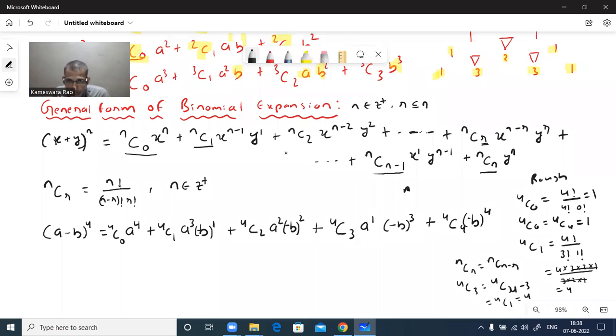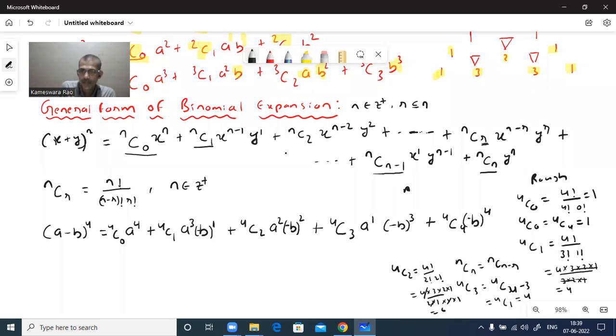Now 4C2: 4 factorial by (n minus r) factorial, that is 2 factorial, by r factorial, which is 2 factorial. If you simplify this, 4 factorial is 4 into 3 into 2 into 1, 2 factorial is 2 into 1, and this also 2 into 1. So 2, 2, and this 4 you cancel. 3 into 2 is 6. So the value is 6.